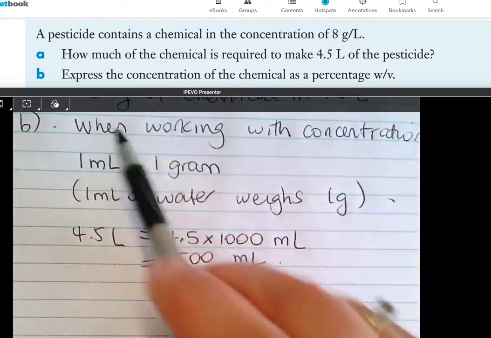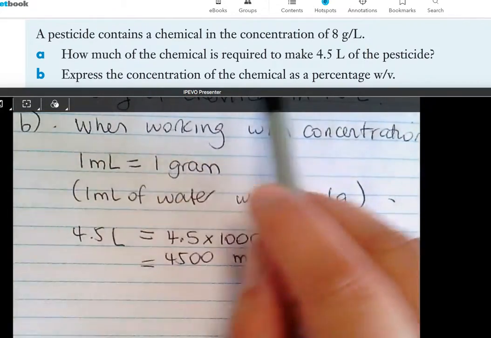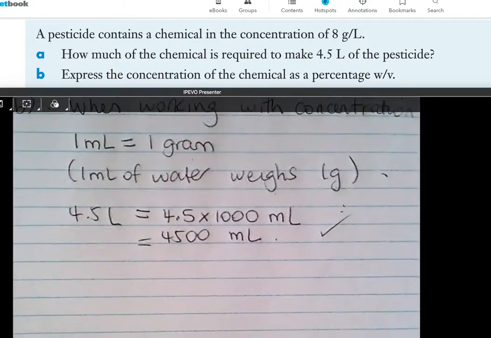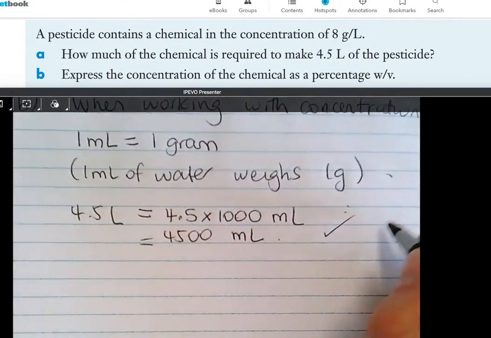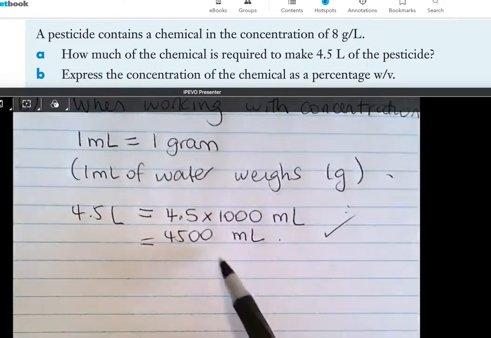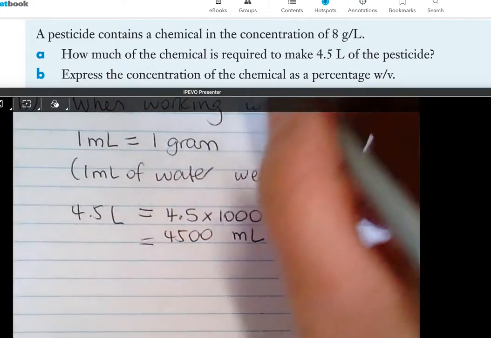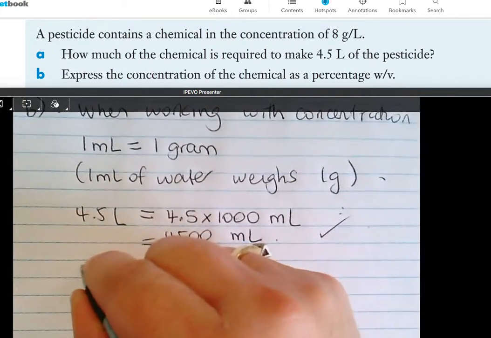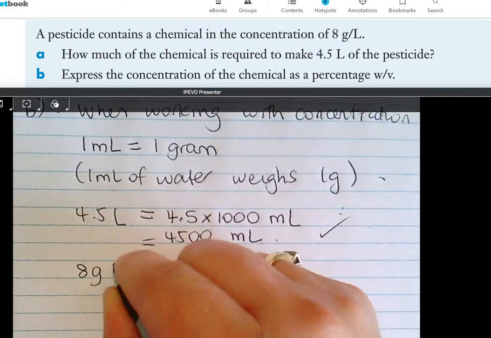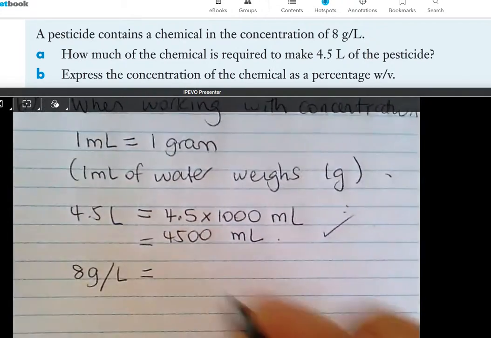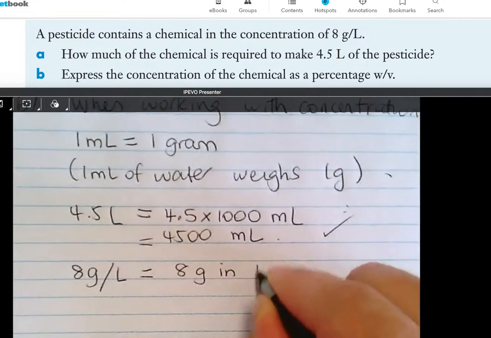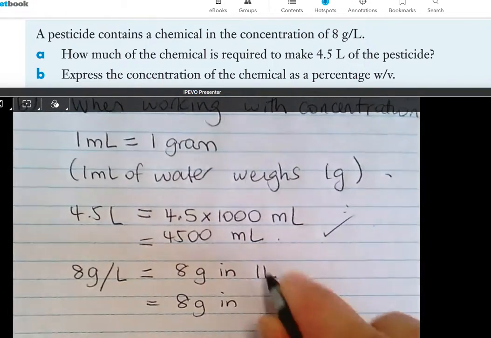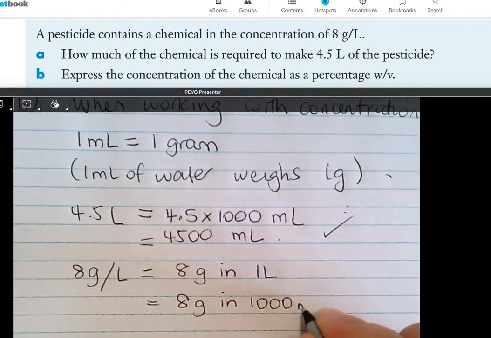Actually, I wasn't meant to really look at part A. I'm supposed to just look at the initial concentration. This does hold true, but we're not going to use it for the question. I could have gone 36 over the 4,500, but I'm just going to start back with the original concentration. I will get the same answer anyway. So 8 grams per litre is 8 grams in 1 litre, which is 8 grams in 1,000 mils, because a litre is 1,000 mils.